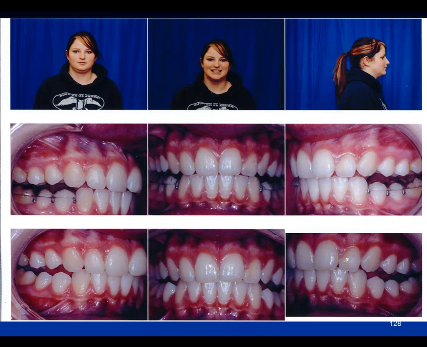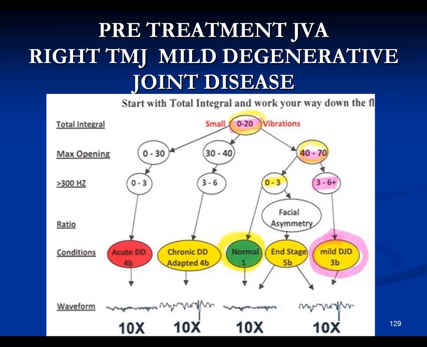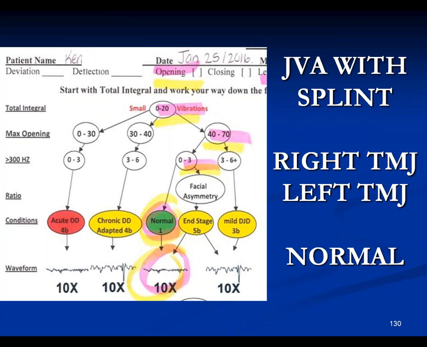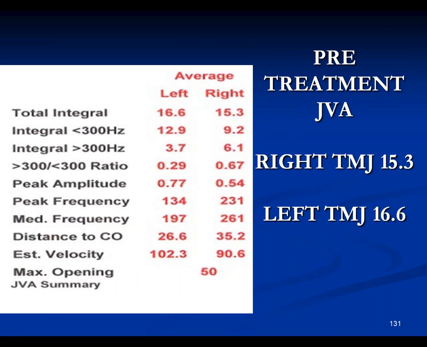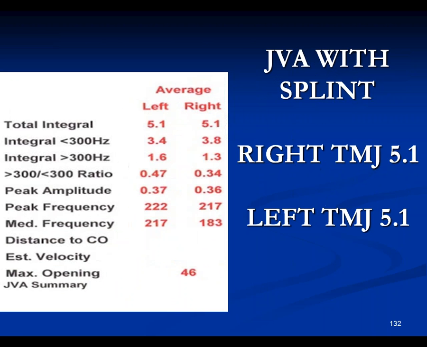So then we take some pictures, and again, we show her with the splint in that right-hand picture in the middle, and then the open bite on the bottom. Remember, she had mild degenerative joint disease in one of her joints when we started. And then we do another joint vibration analysis and prove that she's normal. So she has no problems. We took her from a noisy joint of 16 and 15 to a quieter joint of 5 and 5.